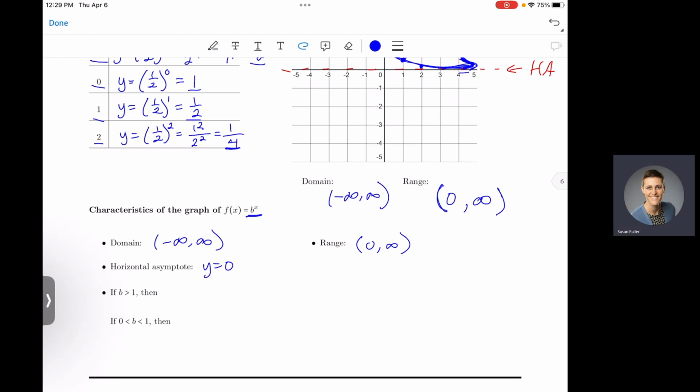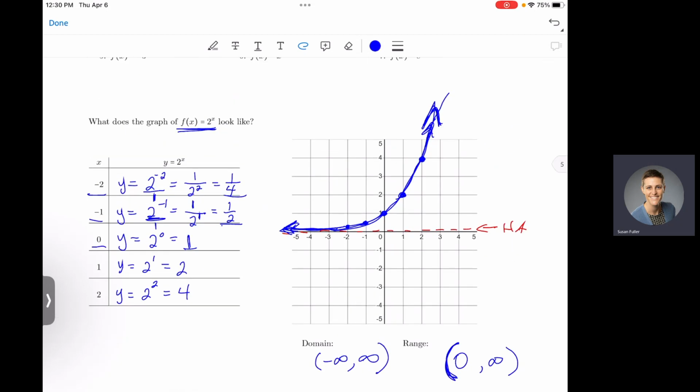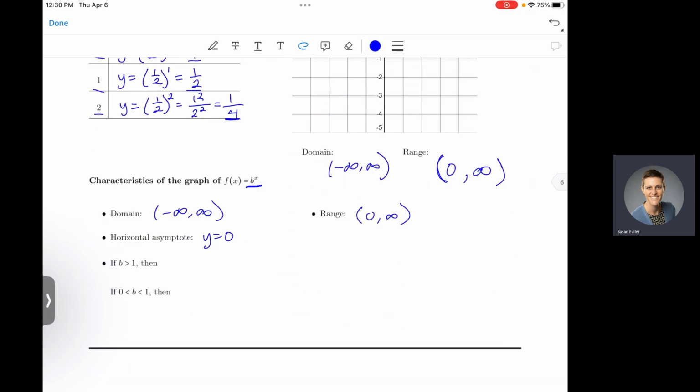And if b is greater than 1, if our base is bigger than 1, like we were here, notice this thing increases from left to right. That's always going to happen when your base is greater than 1. I'll say your graph increases left to right. Sorry, I'll make that a little more clear. Then your graph increases from left to right. And we call that exponential growth when you increase from left to right.